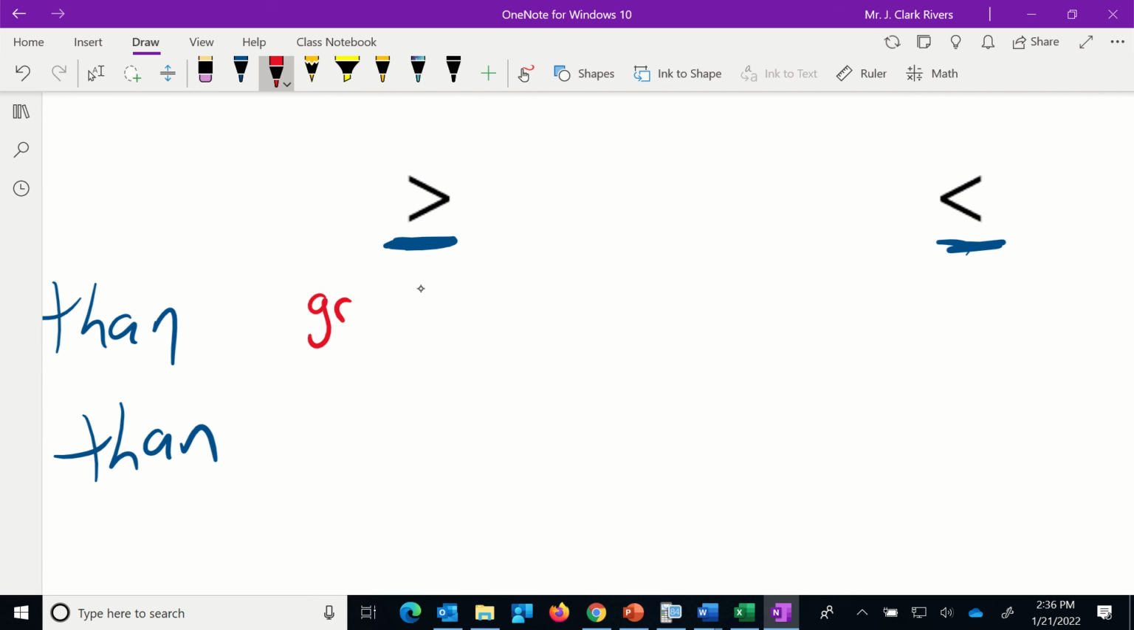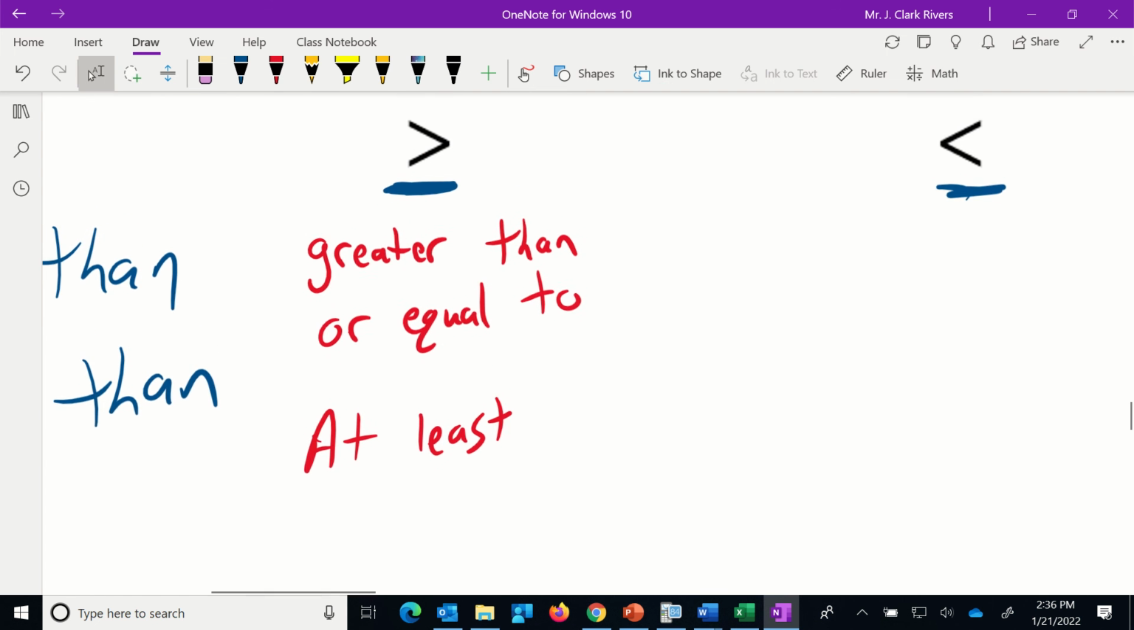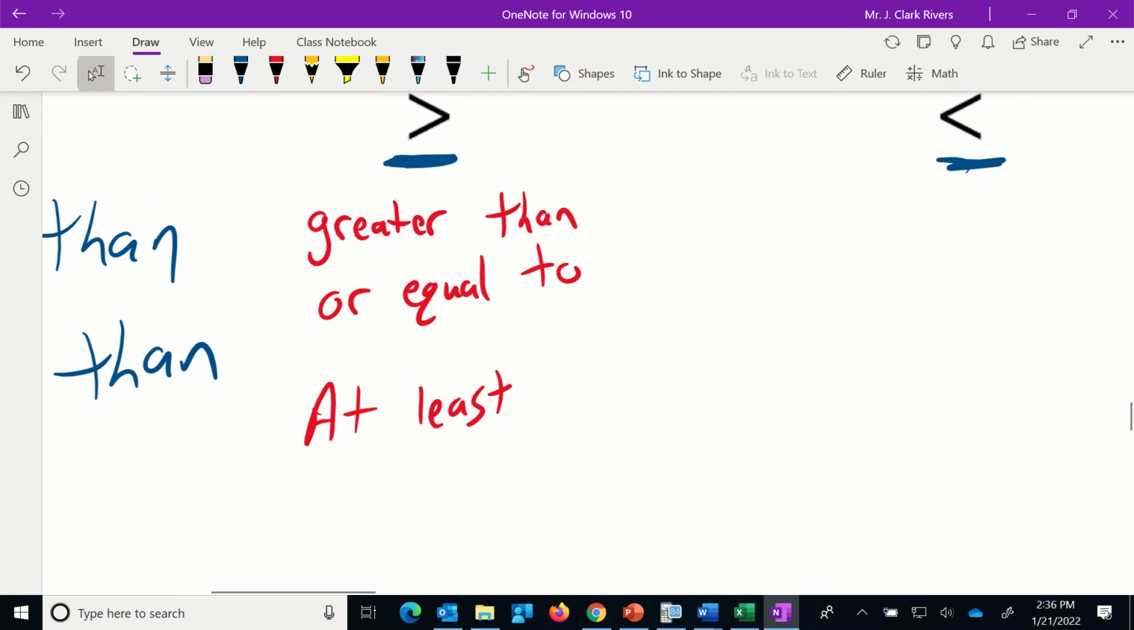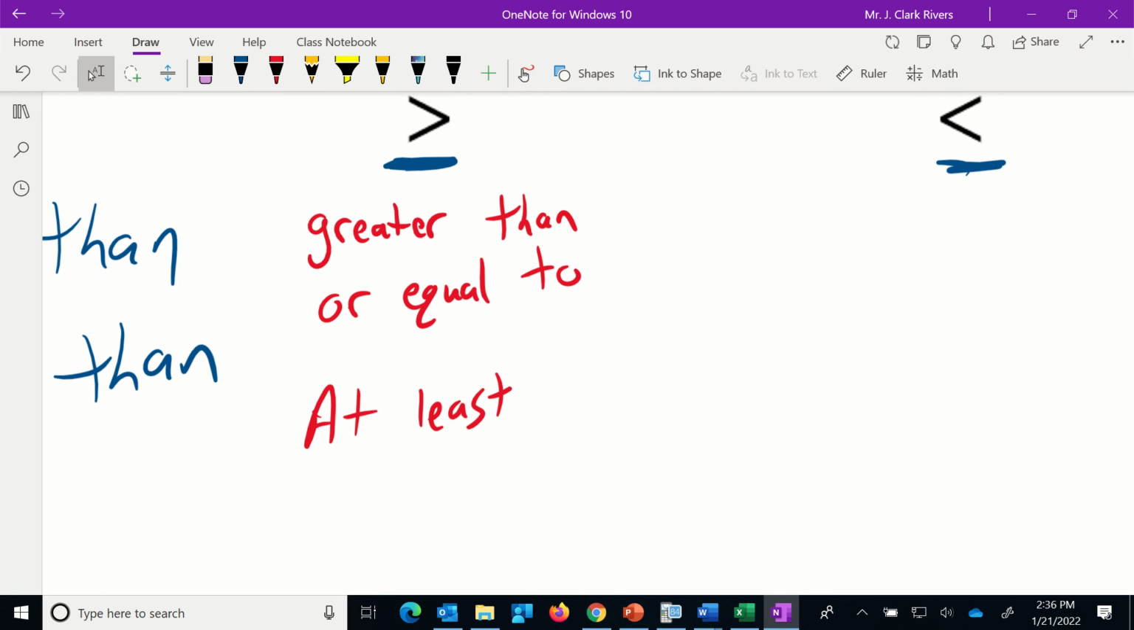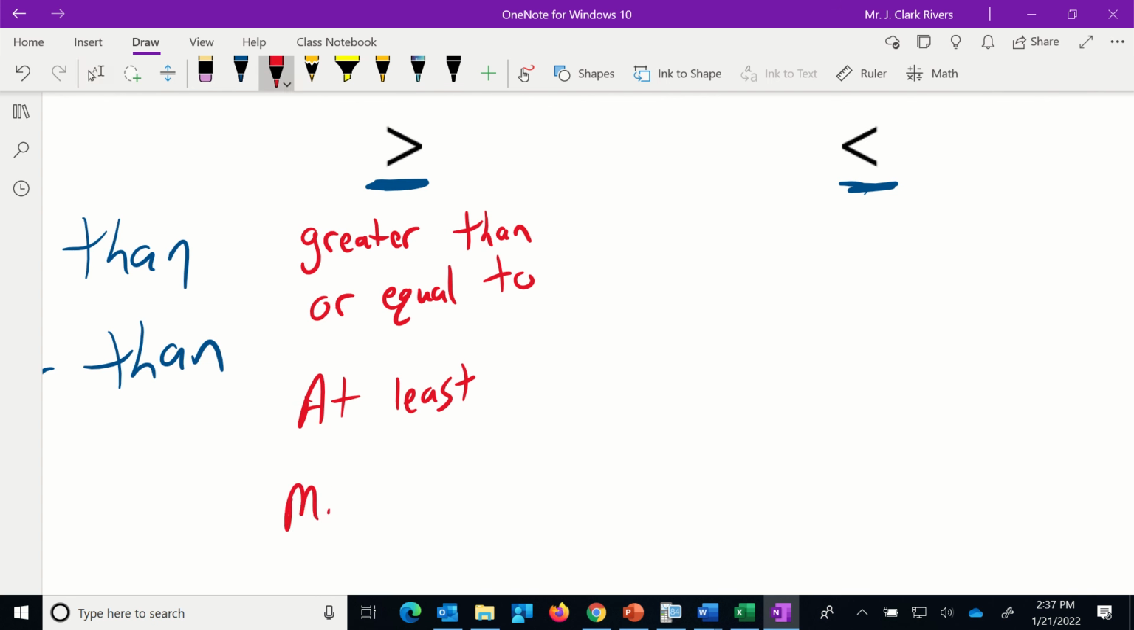This is greater than or equal to. What's another way to say that, Christian? At least. Piero? No less than. Yep, that'd be good too. No less than. What else? That's good for now. How about minimum? Minimum.